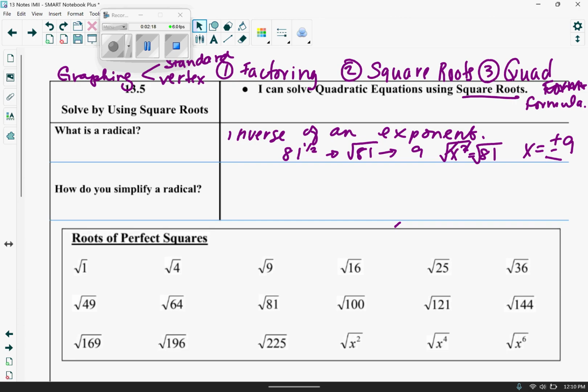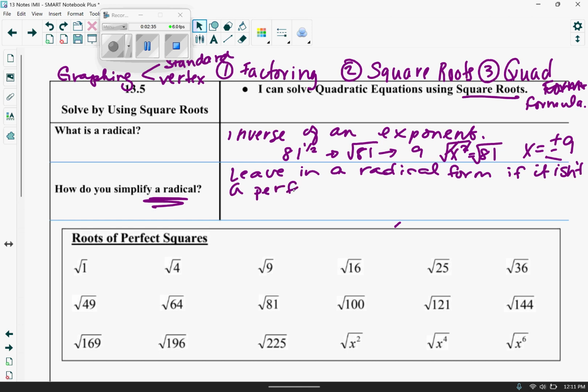So how do we simplify a radical? First of all, simplifying radicals means leave in a radical form if it isn't a perfect square. So we're going to break down the number by perfect squares.